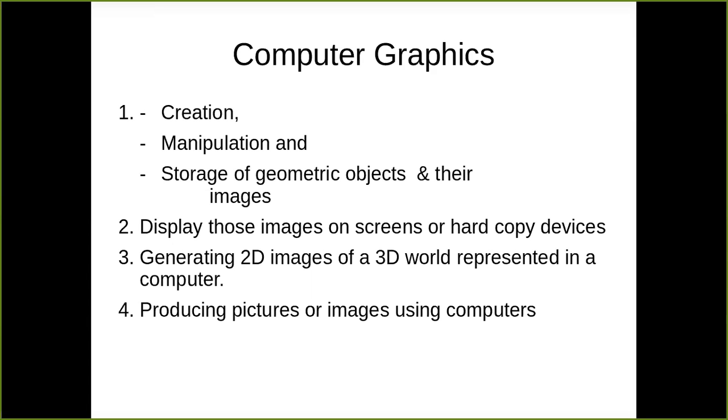And creation of an object means we have to give some shape or draw an object. If that object or shape or scene is already available, we can manipulate it, performing some changes according to the need. So computer graphics deals with creation and manipulation, and of course the storage part is also related to that. So this is computer graphics.